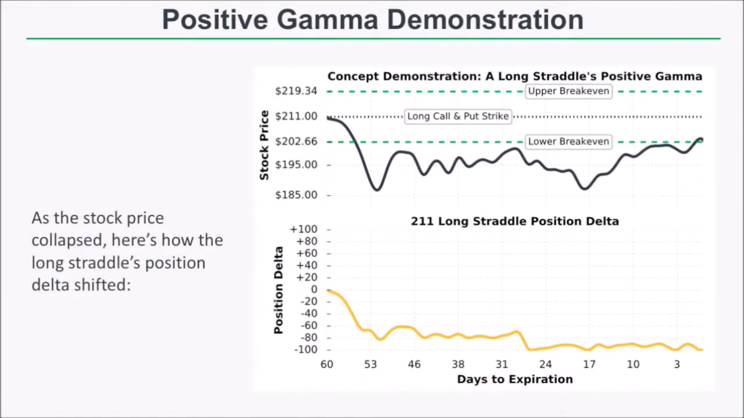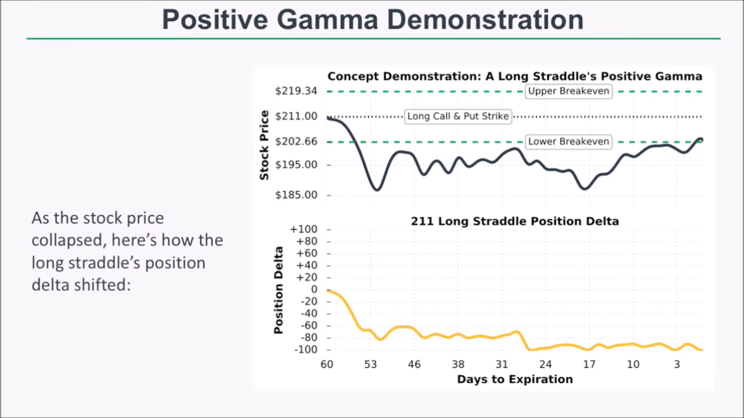So this example is actually a good demonstration of how positive gamma works for a long straddle position. So at the time of buying the straddle, the position delta was right around 0, which means we essentially had no exposure to small changes in the stock price. However, as the stock price fell towards 185, that long put's delta starts to grow more negative and the long call's delta starts to decrease towards 0.